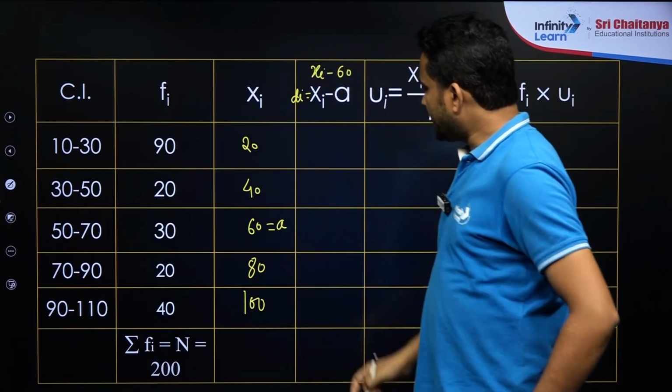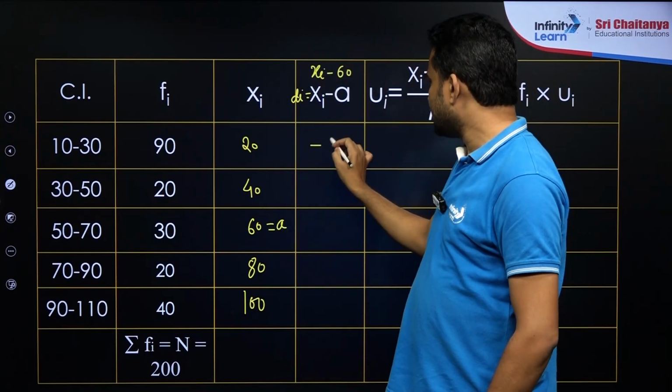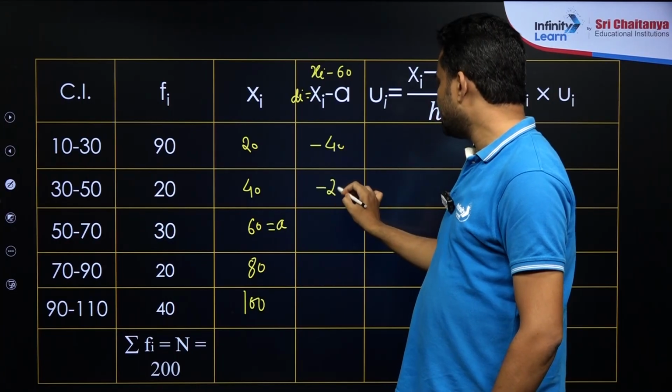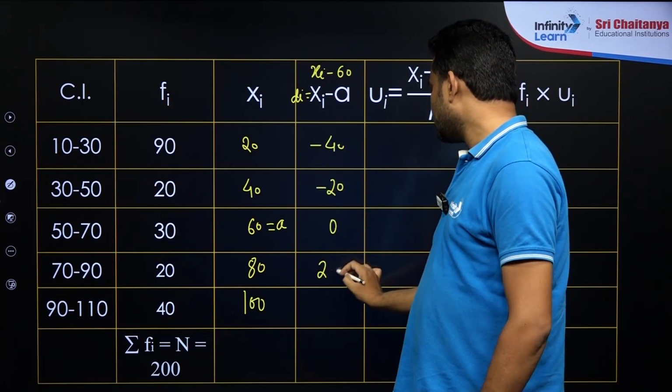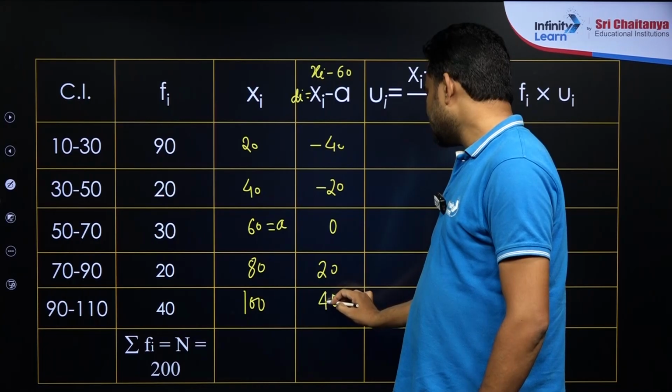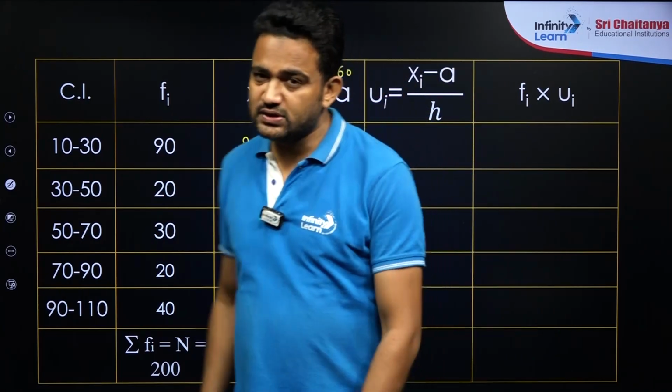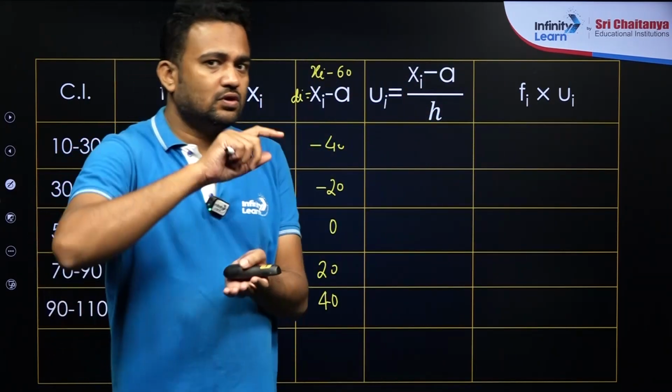So what is xi? So 20 minus 60 is minus 40. So minus 20, 0, 20 and 40. So let us make it more small. How will we do this? We have to find ui, that is called as step.